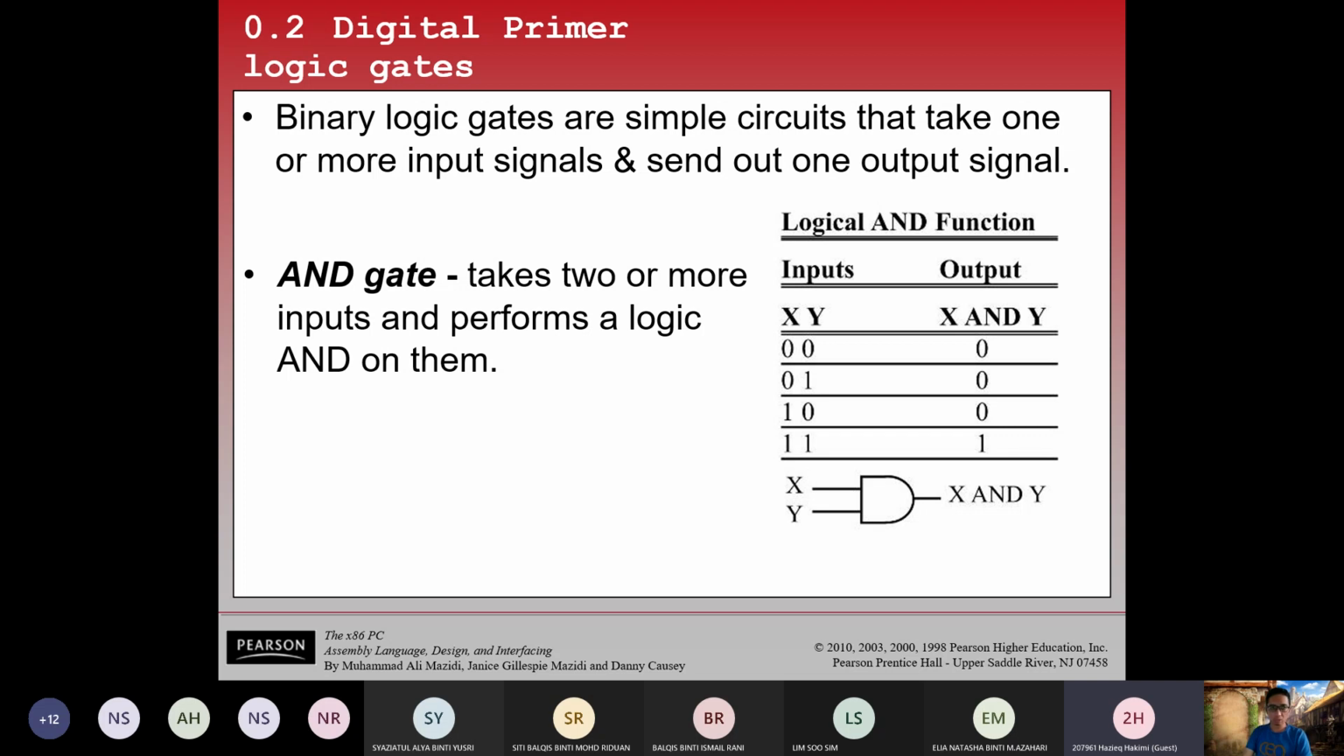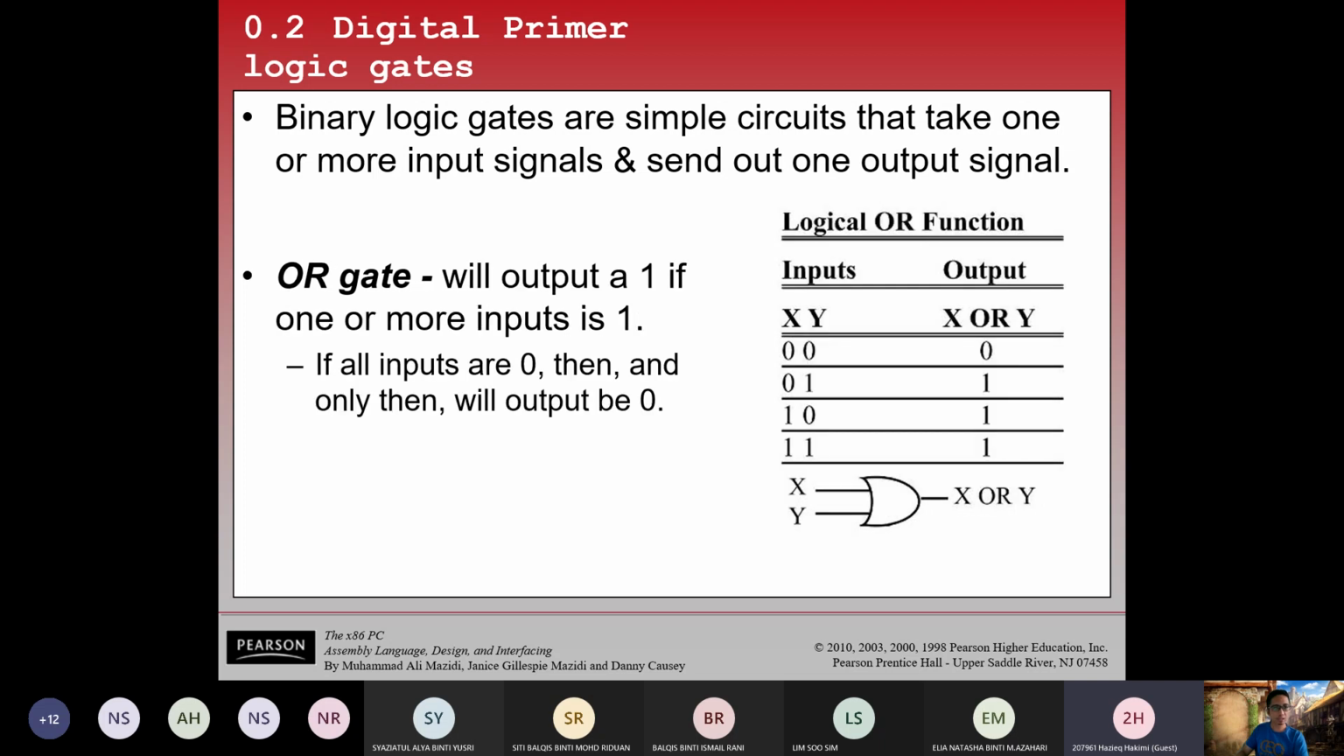You have the AND gate. You know this function: if it is an AND, it becomes 1 only when both of the inputs are 1. And if it is an OR gate, only when both of the inputs are 0 does it become 0. Other than that, it becomes 1.